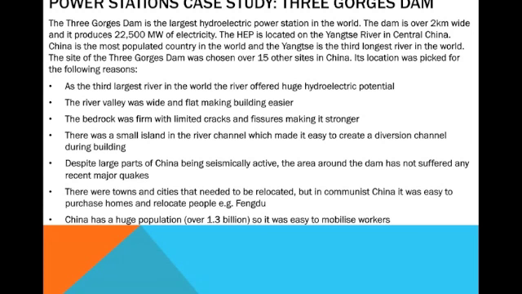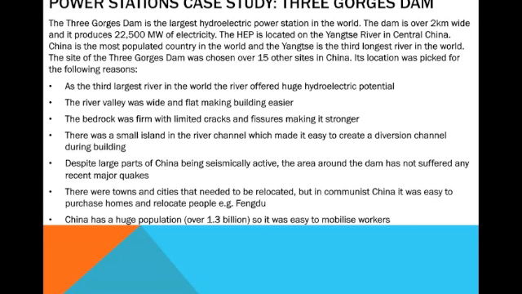Okay, let's look at a case study now of a power station. We're going to look at the Three Gorges Dam. The Three Gorges Dam is the largest hydroelectric power station in the world. The dam is over 2 kilometers wide, and it produces 22.5 thousand megawatts of electricity.